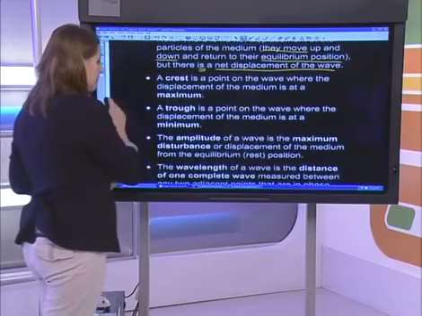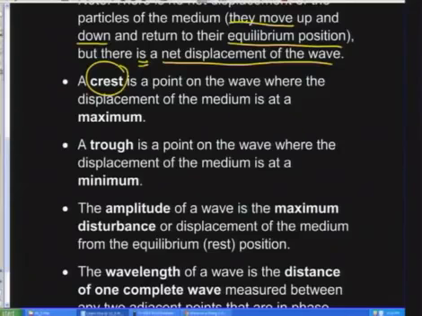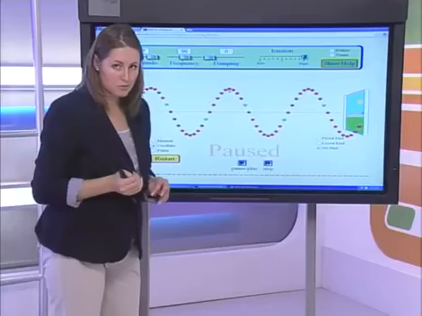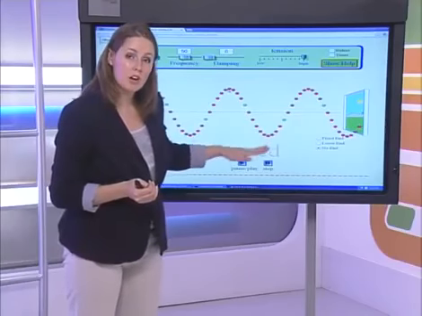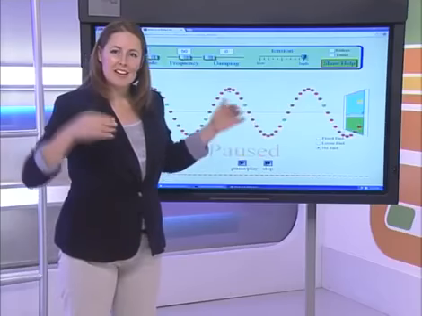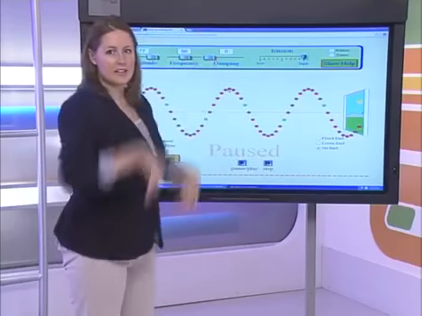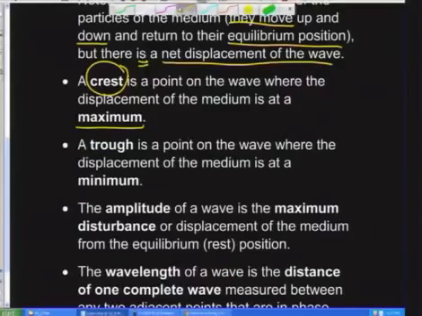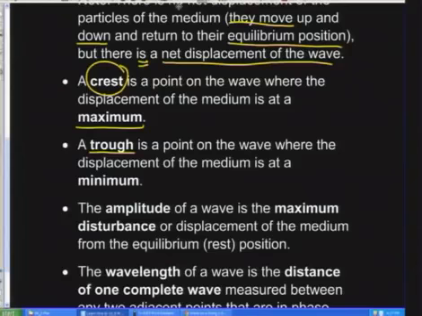Let's go through a few more words. A crest is one you'll come across often. It is a point on the wave where the displacement is at its maximum. So let's just find one there. This would be termed a crest, if you can see that highest point on the wave. By contrast, what do you think the bottom one would be called? The maximum displacement below the rest position. That would be called a trough. Going down, a crest and a trough. So a trough is going to be the point in the wave where the displacement is at a minimum. So that's its lowest point.